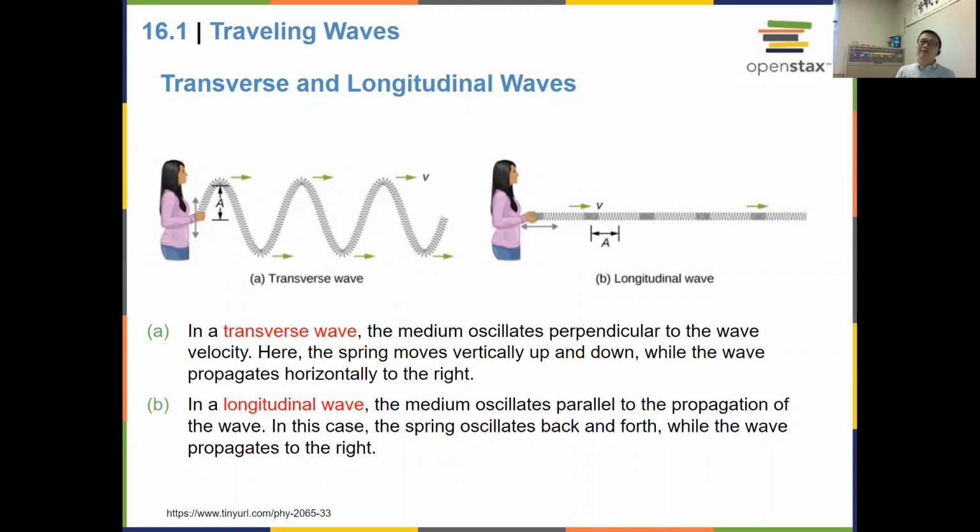In mechanical waves, there are two types: transverse waves and longitudinal waves. In a transverse wave, the medium moves up and down, perpendicular to the direction of wave propagation. In a longitudinal wave, the medium oscillates back and forth in the same direction as the wave propagates.